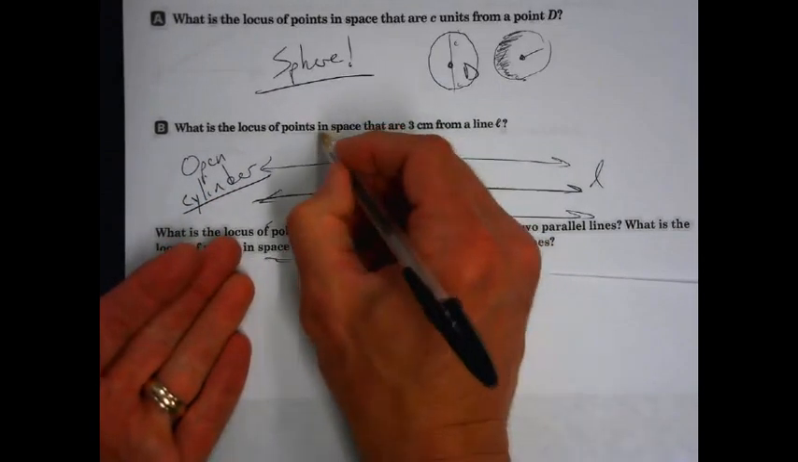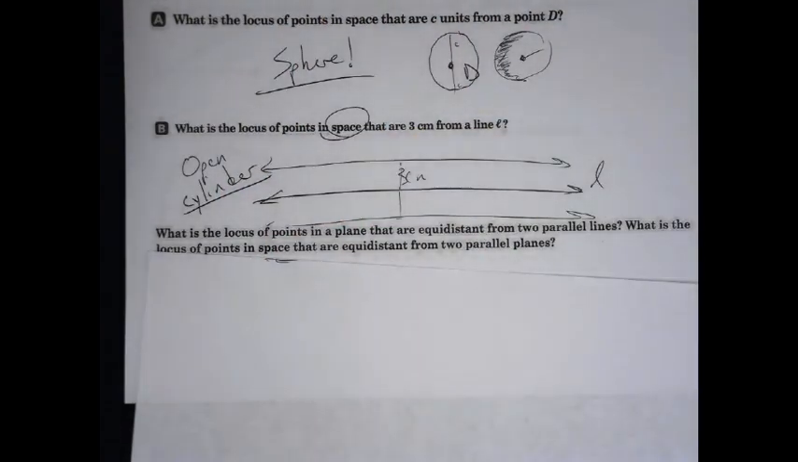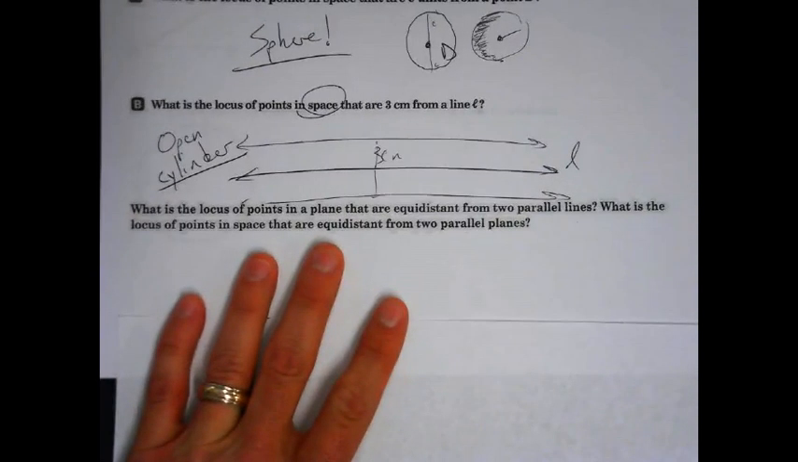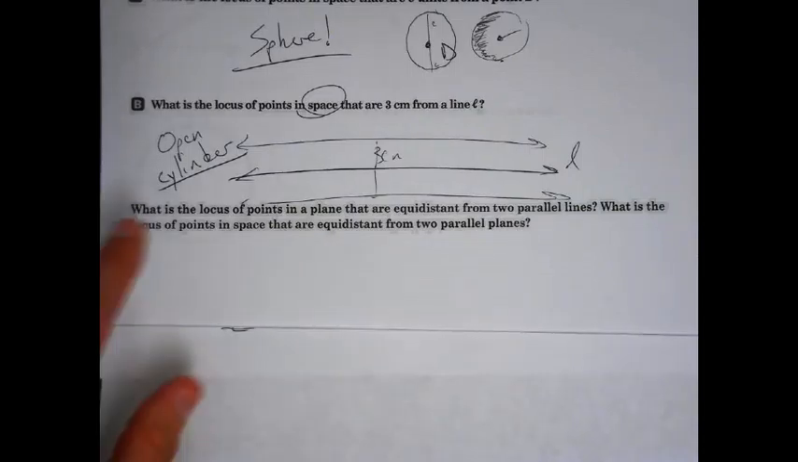Okay, but now we're talking about in space. So it would be like an open cylinder, a tube that goes on forever and ever and ever. So much fun. Okay, I love this stuff. All right, on to the last example, and then we'll do a quick quiz.